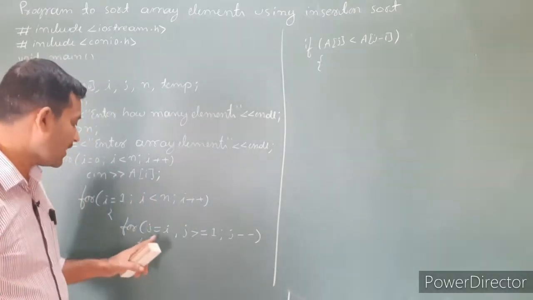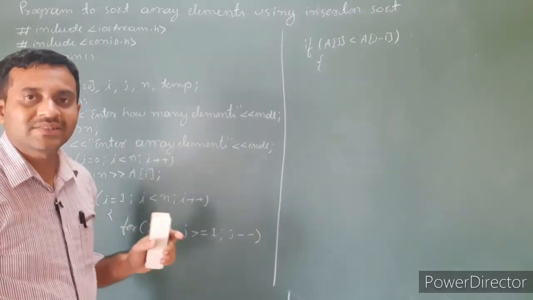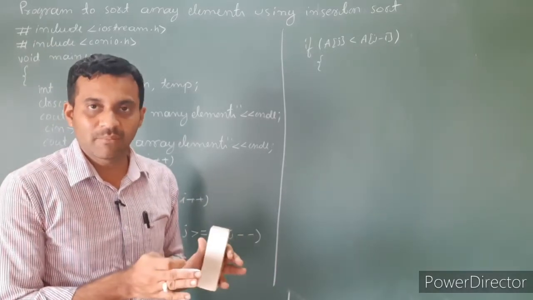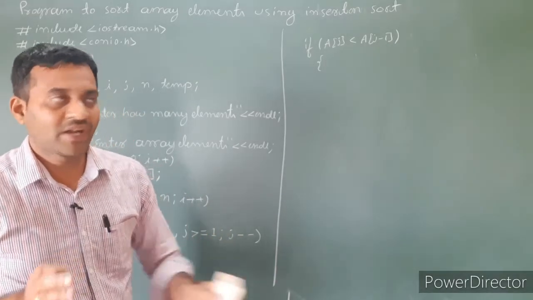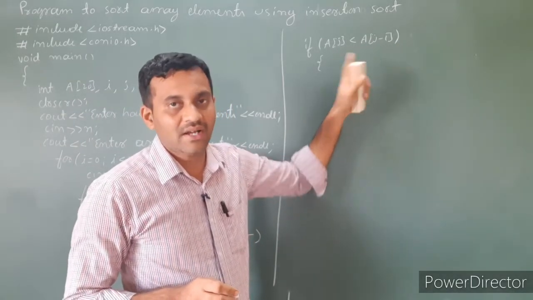What is the value of j? It is the i value. What is the value of i? That is 1. We have to access the first element and second element, and it is compared with the first element, position 1 and position 0. First element and second element are compared.